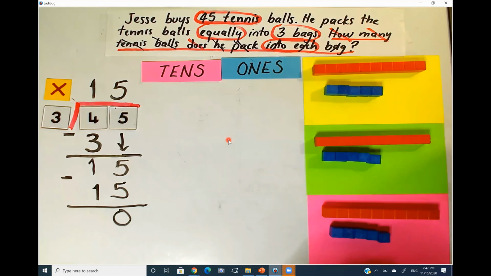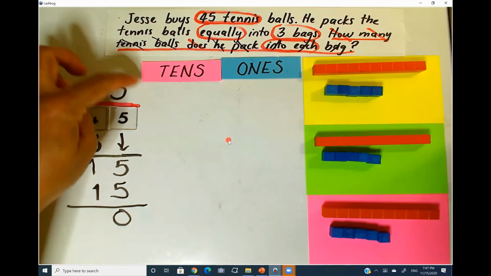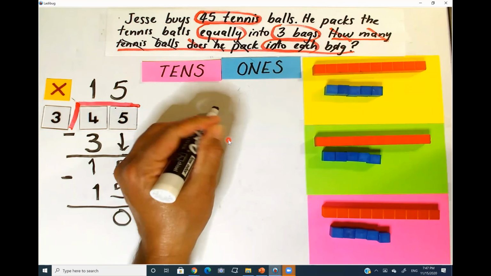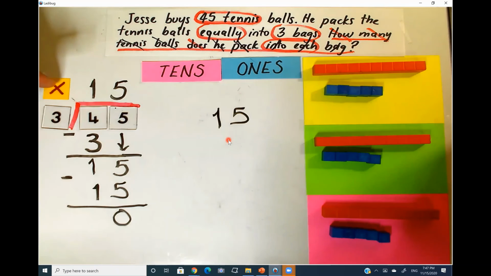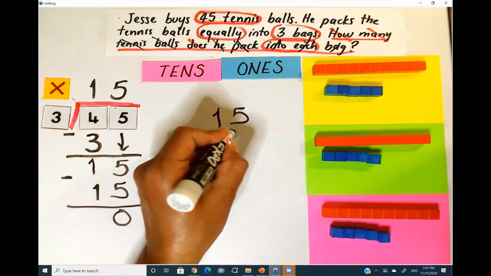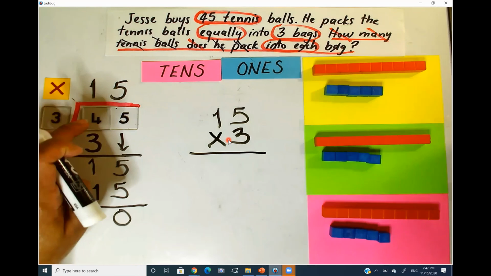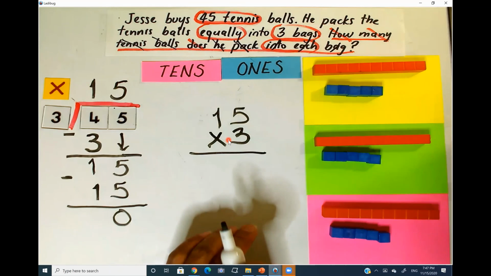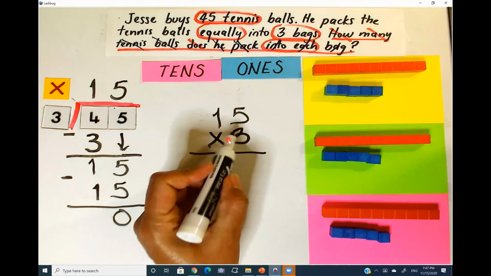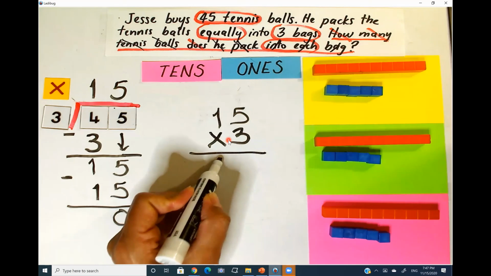Now I need to check if my answer is right. And I'm going to use the reverse operation, which is multiplication. I'm going to use the quotient, which is 15, times 3. I have the multiplication here, 15 times 3. And then remember, the dividend is the whole. So I have to get my whole in the multiplication at the end. So 5 times 3, or 3 times 5, is 15.